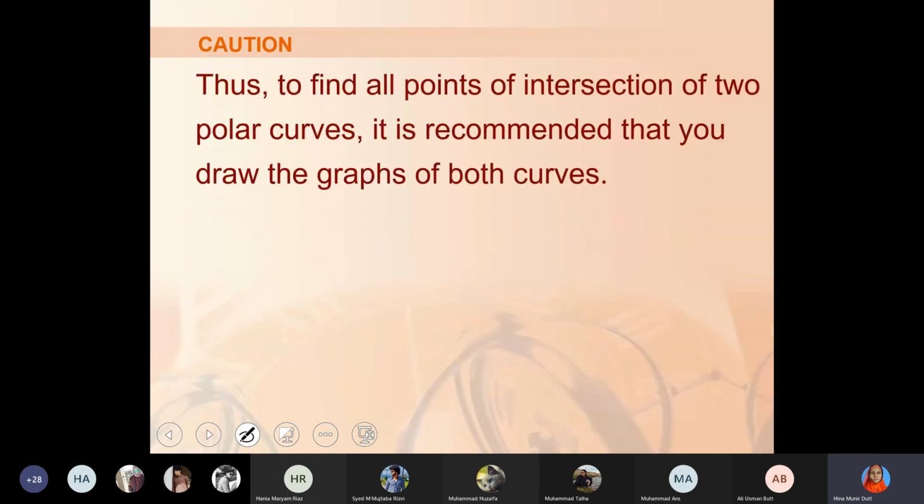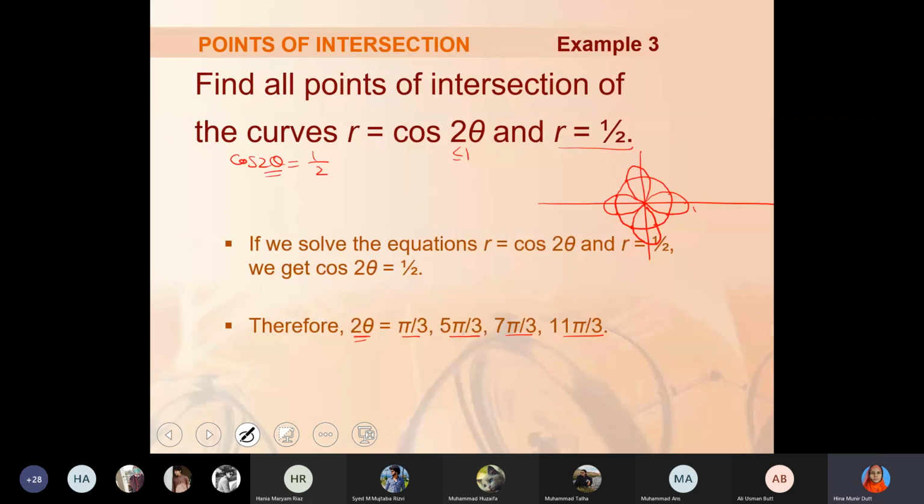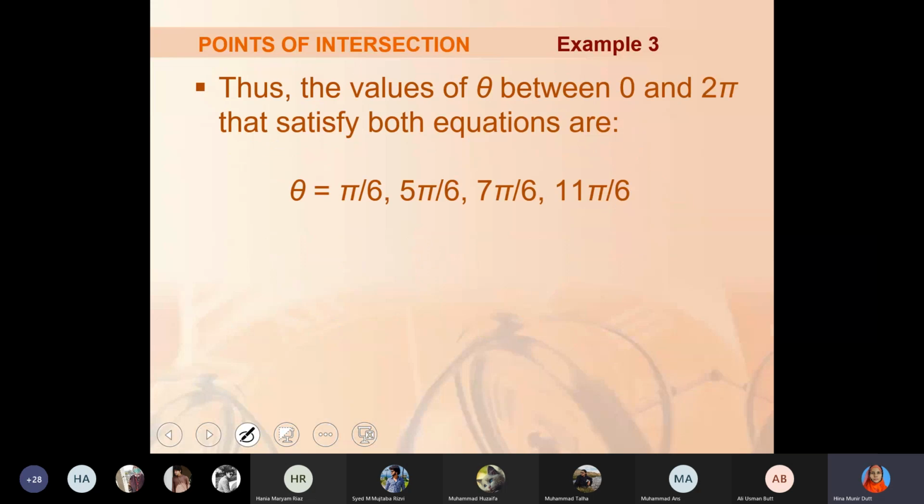But as we have seen by drawing the graph of these two polar curves, there are 8 points. So where are the rest of the 4 points? How will you determine the rest of the 4 points?